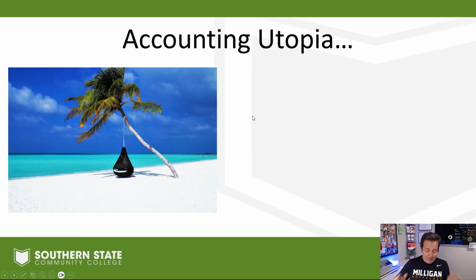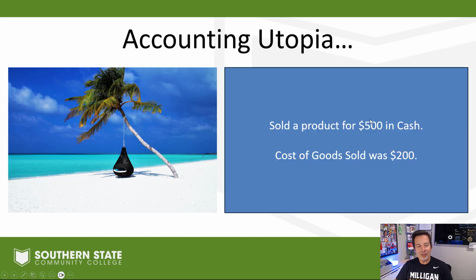Accounting Utopia is a beautiful place. It's an island where the weather is never bad. It's 80 degrees and sunny year round. You have a hammock right in front of crystal blue water, and a server will bring you whatever food and drink you want, and you're just living in paradise in Accounting Utopia. And the book will tell you sold a product for $500 in cash. Cost of goods sold was $200. In Accounting Utopia, the food and drink is brought to you and the numbers are given to you. You don't even have to think about it.